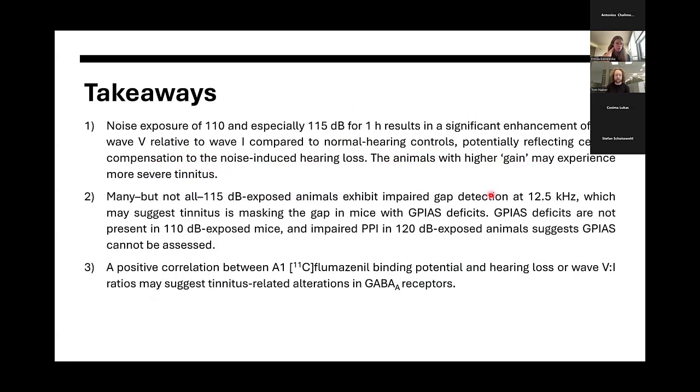But for now, we found that noise exposure of 110 and also 115 dB results in increased wave 5 amplitudes relative to wave 1. That could indicate central compensation to hearing loss, and then maybe the animals with more gain also have more severe tinnitus. We also see that most of the 115 dB exposed animals have gap detection deficits at 12.5 kilohertz, which could be due to tinnitus. But we don't see these deficits in 110 dB exposed mice. We can't measure it in 120 dB exposed mice. Lastly, we also perhaps see a correlation between the GABA A receptor binding potential that we measured with the PET scans and both hearing loss as well as central compensation, which could reflect tinnitus-related changes in GABAergic signaling. But we need to do some more work.